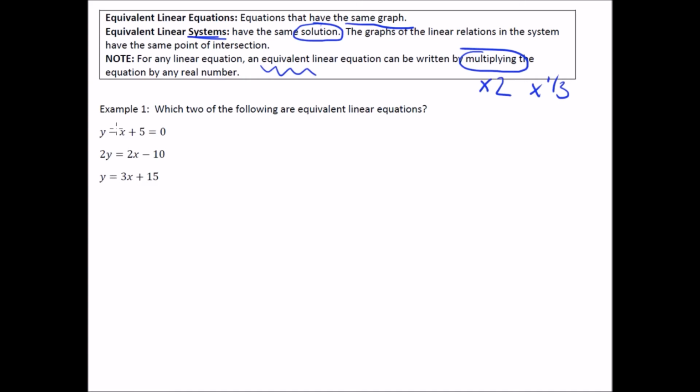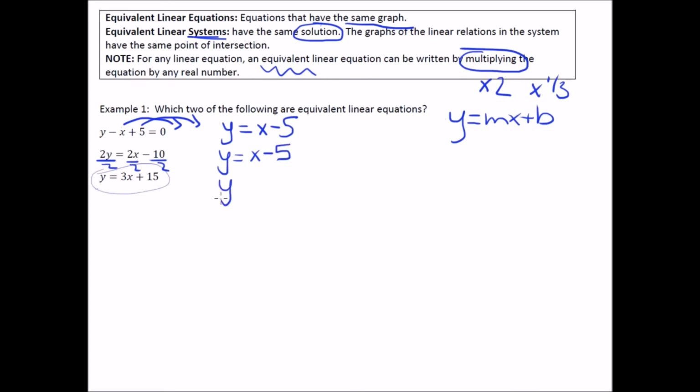So in order to solve for that, we have to put them all into the same form. The easiest way is, let's put them into y equals mx plus b form. So in the first one, let's bring over that 5 and let's bring over that negative x, and we get y equals x minus 5. In the second one, all we have to do is divide by 2, and we get y equals x minus 5. And then the third one is already in that form, so y equals 3x plus 15.